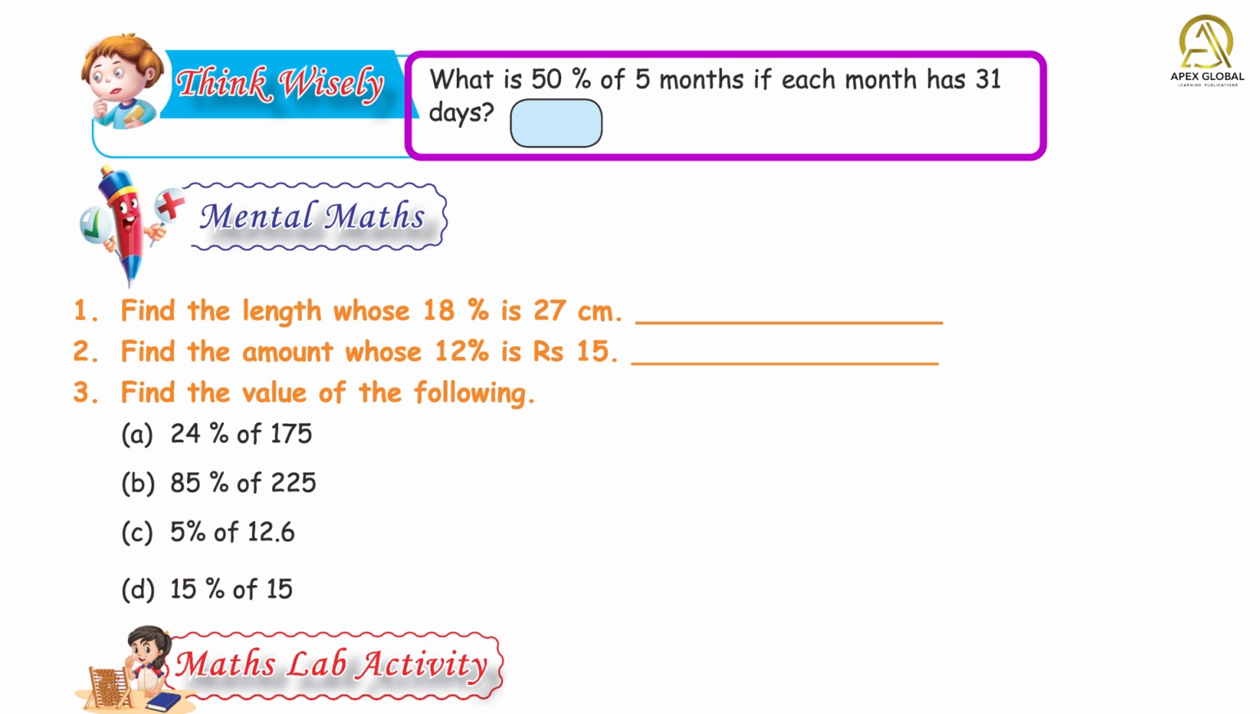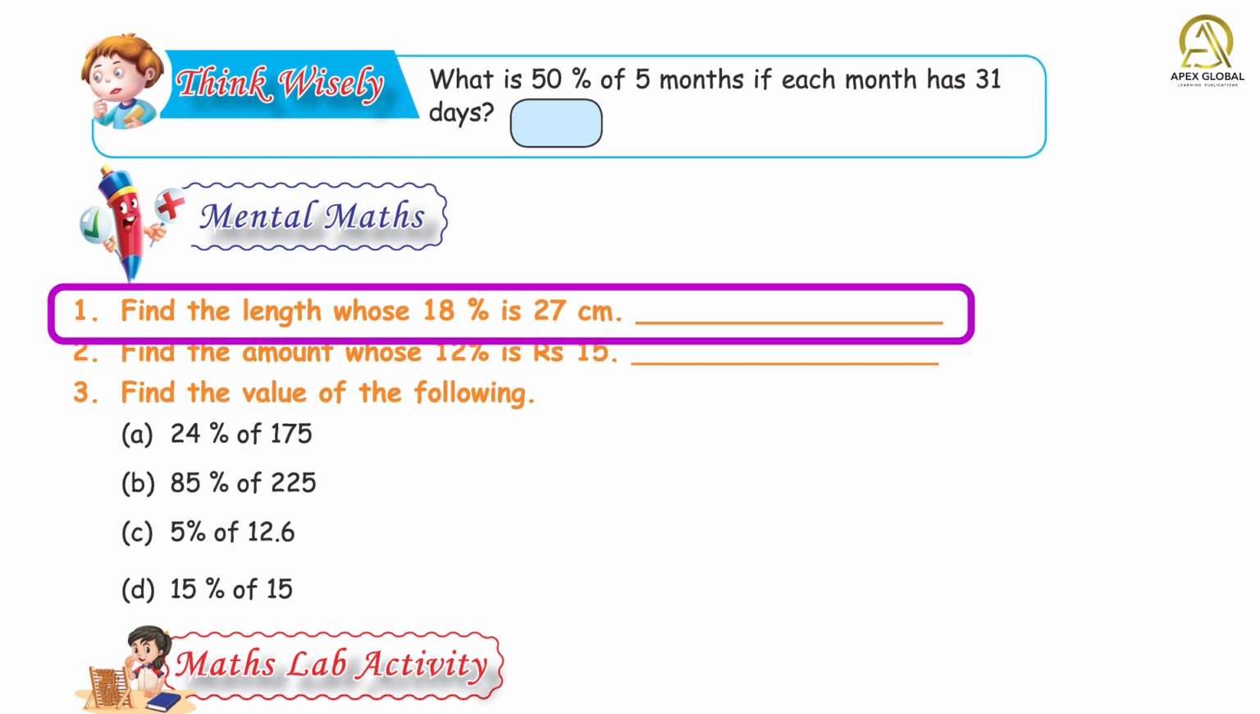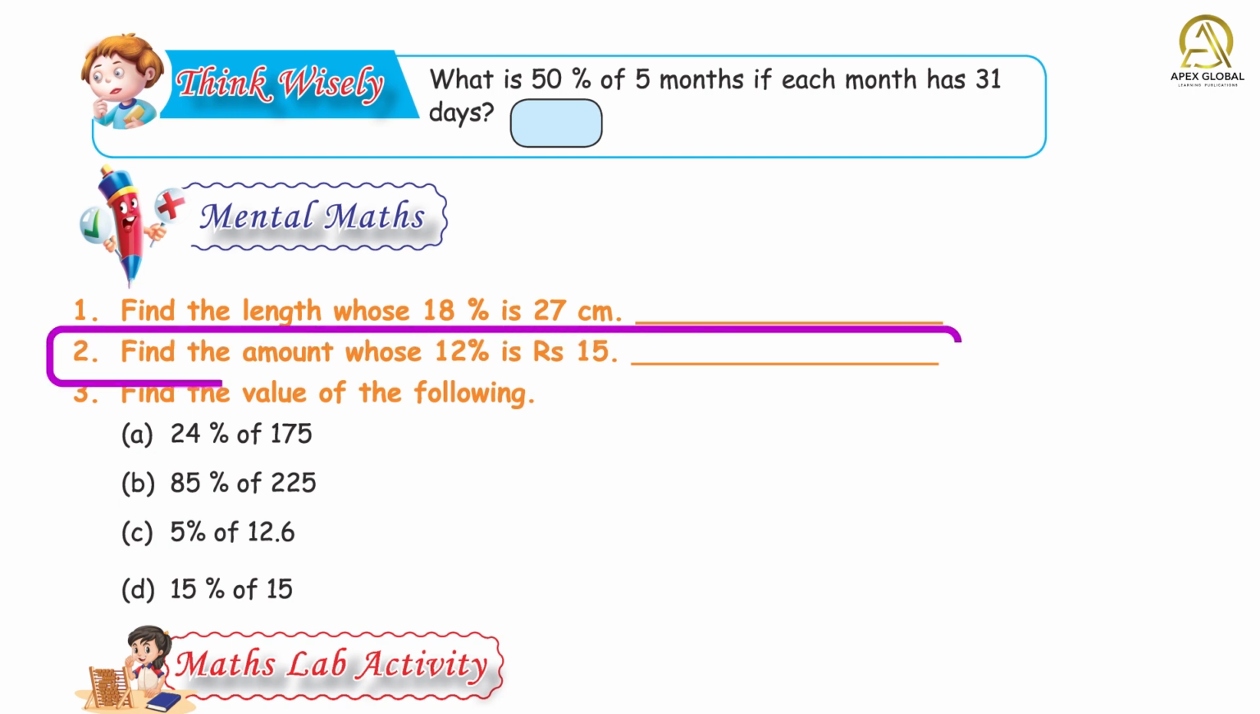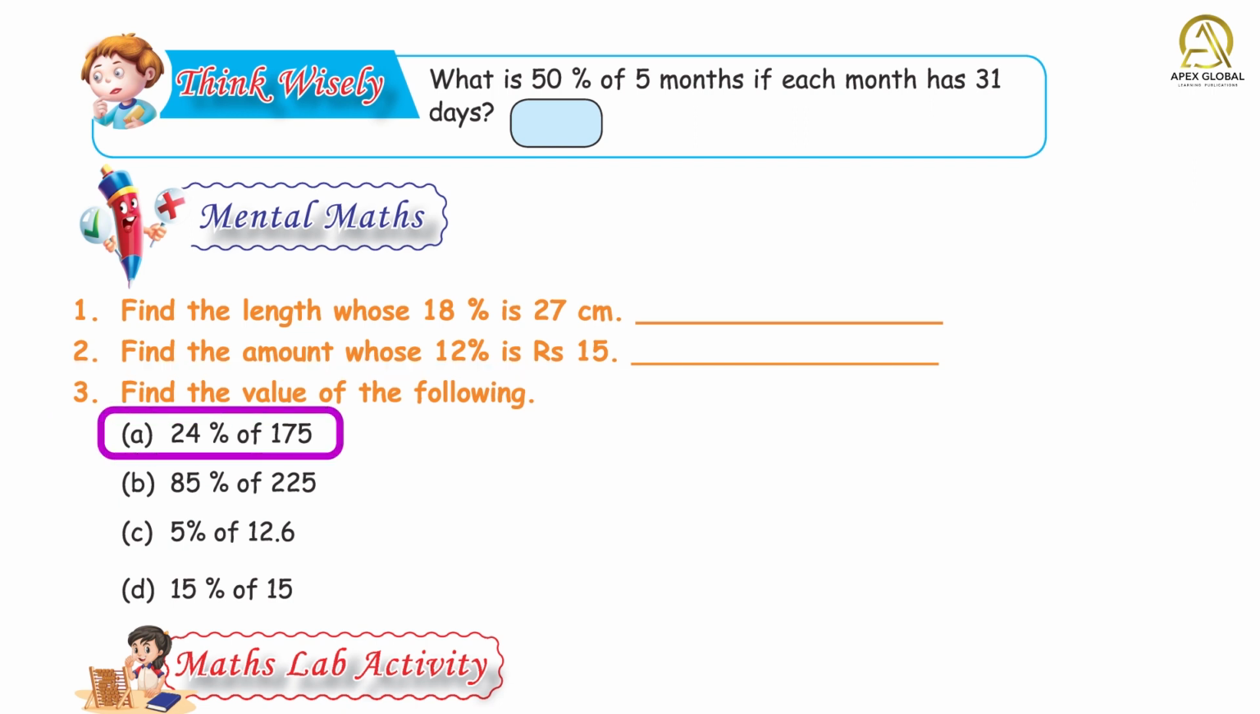Answer: 77.5. Mental math. 1. Find the length whose 18% is 27 centimeter. Answer: 4.86. 2. What is the amount whose 12% is rupees 15? Answer: 125. 3. Find the value of the following: A. 24% of 175, 42. B. 85% of 225, 191.25. C. 5% of 12.6, 0.63. D. 15% of 15, 2.25.